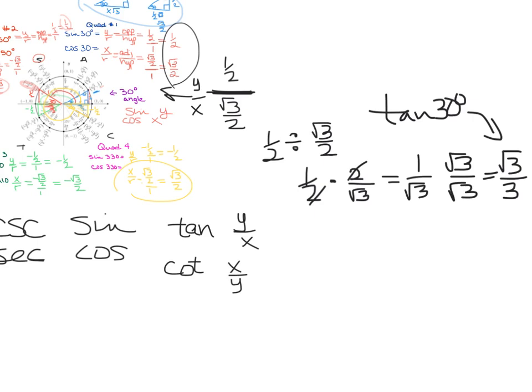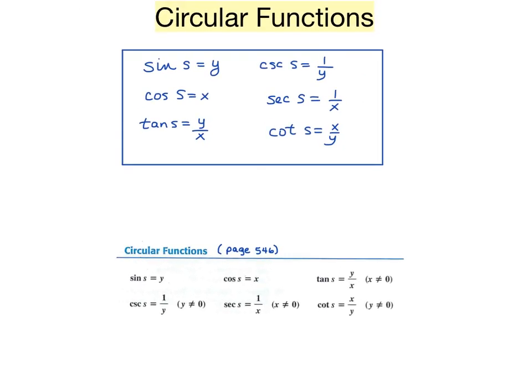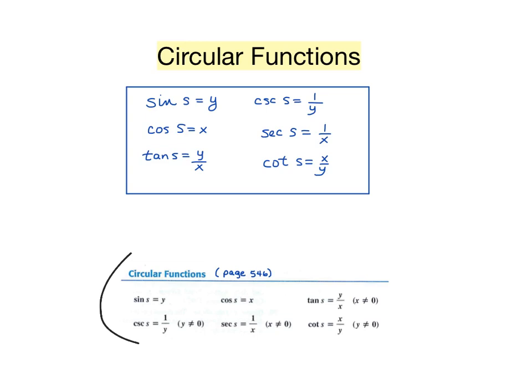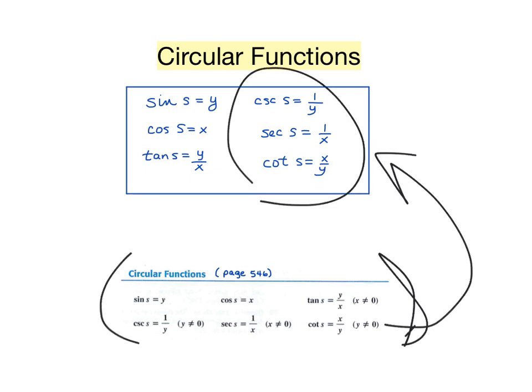What I just demonstrated is how every single time the sine is going to be the y value and the cosine is the x. We have this screenshot from the textbook, page 546, and this is what the textbook has handwritten. Remember, sine of the angle is y, cosine is x, tangent would be y divided by x, and then their reciprocals. This will work for any of the angles, not just the 30.